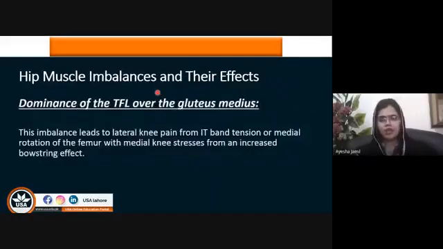We have discussed that besides the IT band and tensor fascia lata being dominant over the gluteus maximus, the tensor fascia lata is also dominant over the gluteus medius. Obviously, gluteus medius and minimus are the abductor muscles, and so is the tensor fascia lata. So, dominance or tightness of the TFL may cause lateral knee pain and cause stress on the knee as well as on the medial side of the knee.